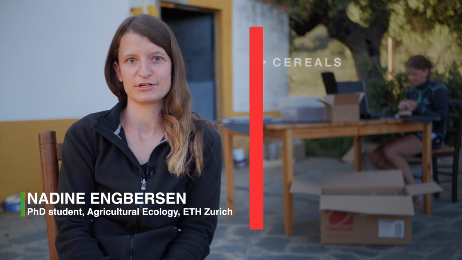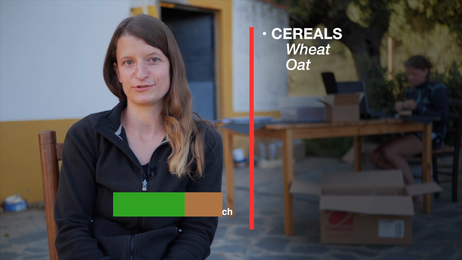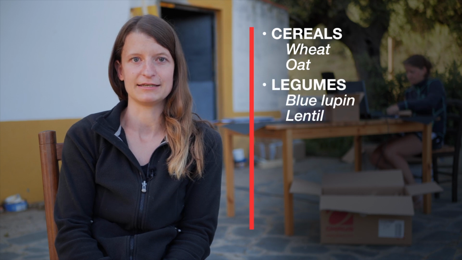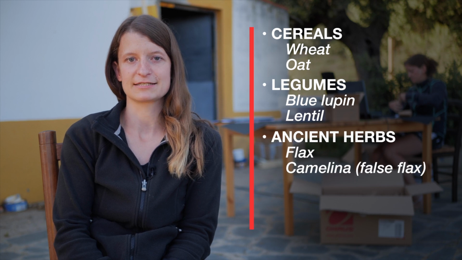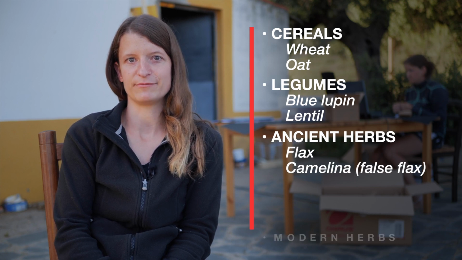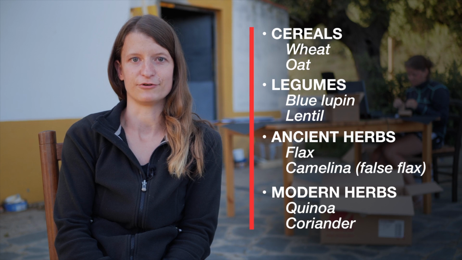We are planting 8 crop species. 2 of them are cereals, wheat and oat. 2 of them are legumes, lupine and lentil. 2 of them are ancient herbs, flax and false flax. 2 of them are new herbs, quinoa and coriander.